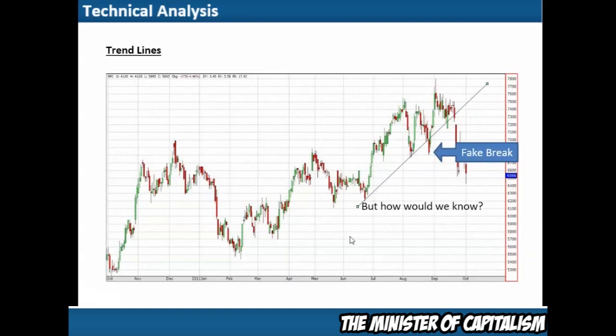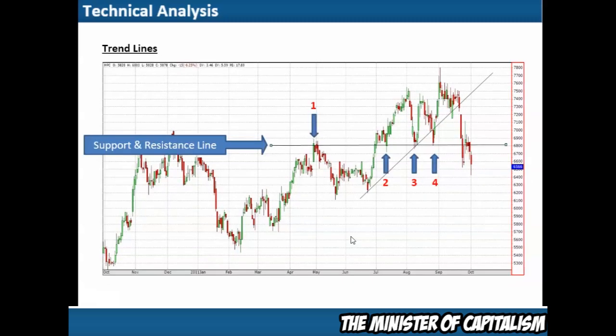So here you can see an example of a fake breakout. But how would we know? You've got to draw in your support and resistance lines by connecting the highs with the highs and the lows with the lows. So here you can see the two lines that we've drawn in to illustrate this.